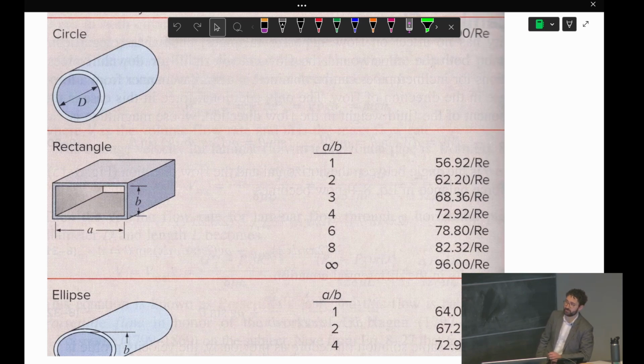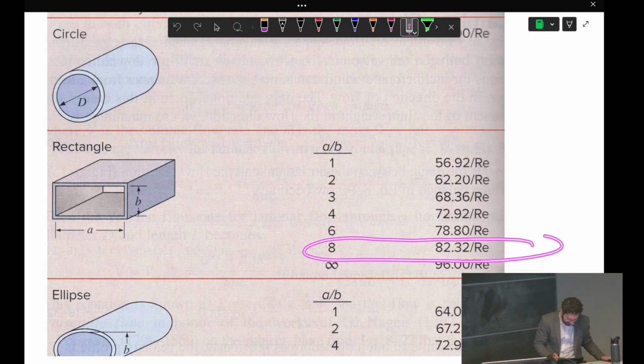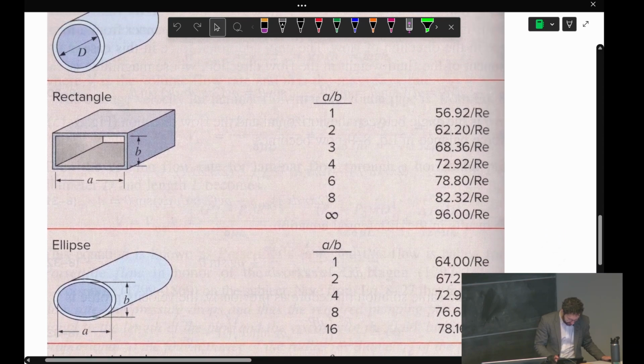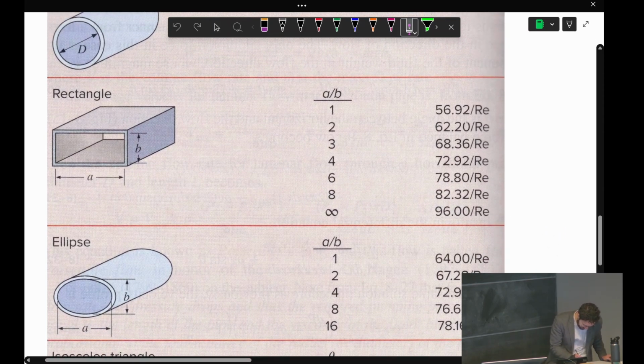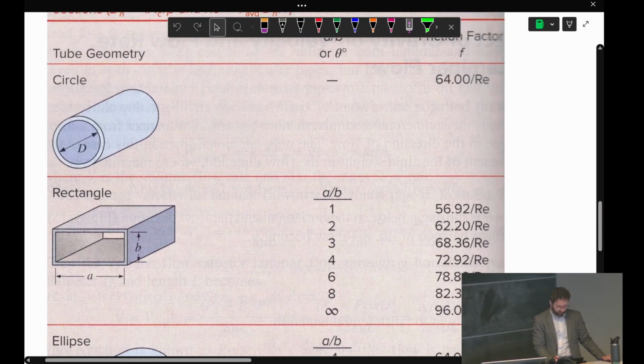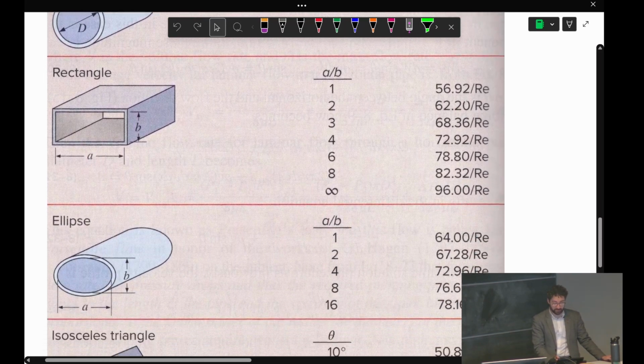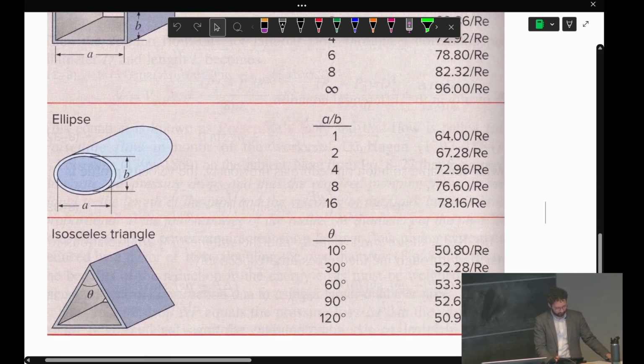So this is for laminar flows. You can see here that depending on the aspect ratio, so for a very wide duct, basically your geometry will tell you what coefficient you have over the Reynolds number. Same thing with an ellipse. You can see the two sides of a rectangle are A and B here. And we've seen how to calculate the hydraulic diameter for that.